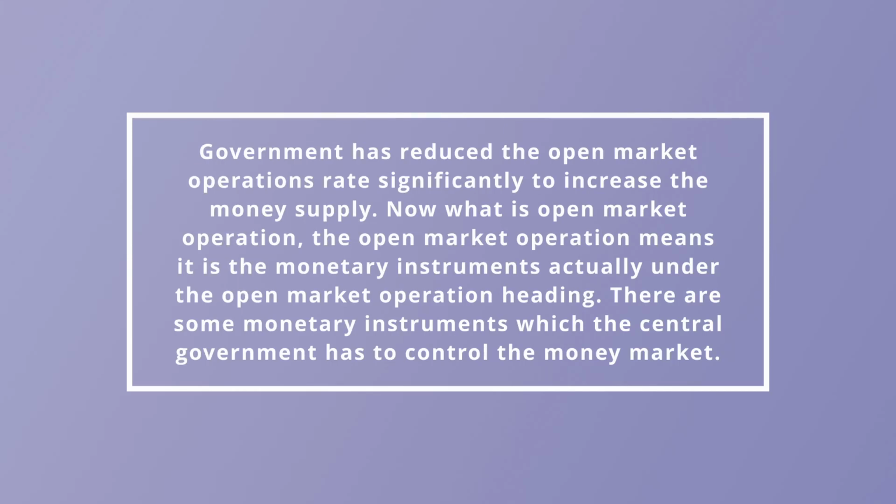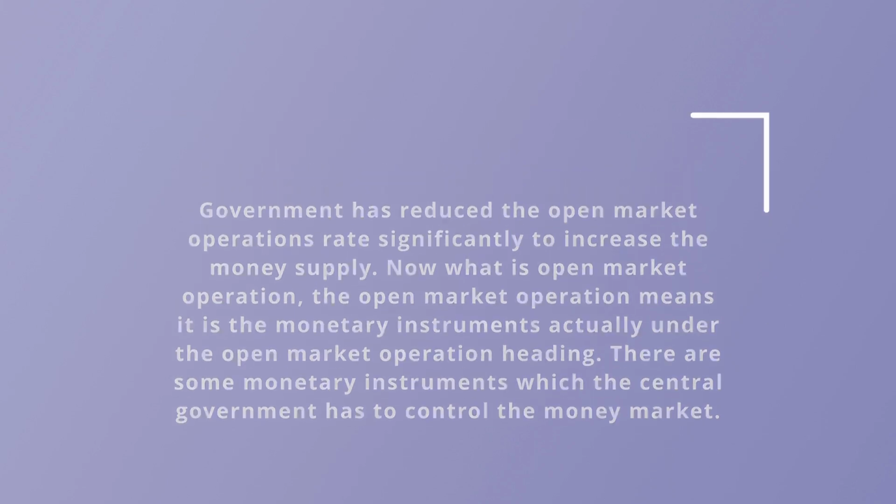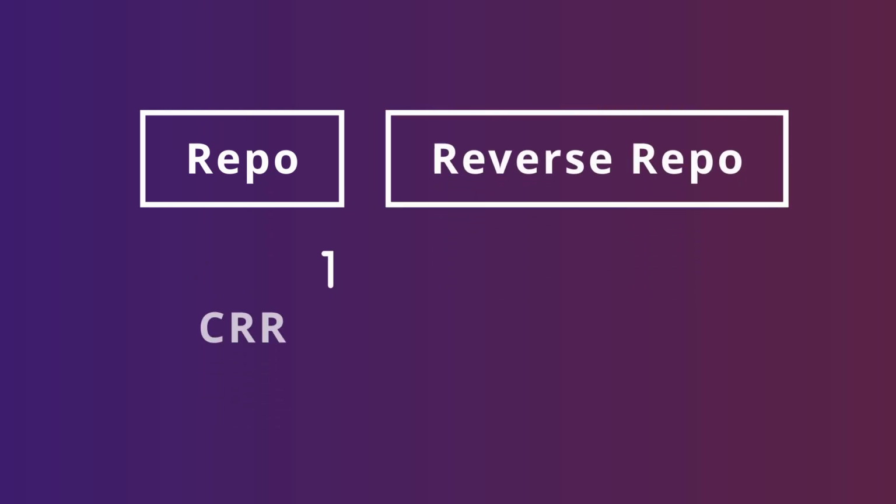Now we are going to discuss the impact of COVID-19 on the Indian government policy. First of all, I have to mention that the government has reduced the open market operation rate significantly to increase the money supply. Now, what is open market operation? The open market operation means the monetary instruments. Actually, under the open market operation heading, there are some monetary instruments which the central government uses to control the money market. Now, the most important of them are repo, reverse repo, CRR, SLR, etc.